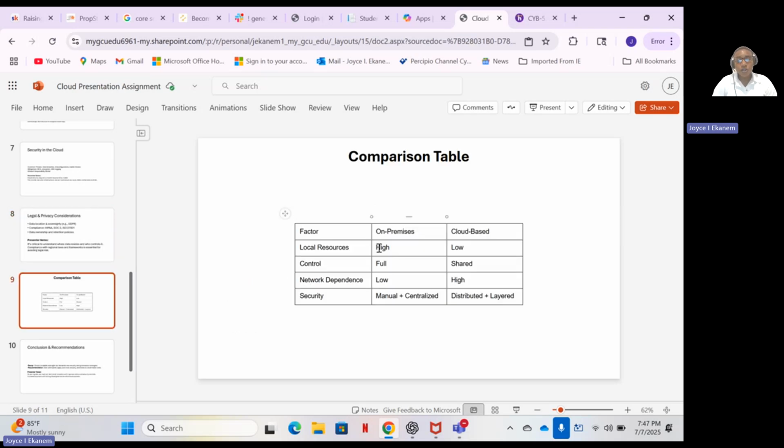Comparison table, we have the factor, on-premises and cloud-based. Local resources on-premises is going to be high, and the cloud-based will be low. Control: when you're on-premises, you have full control of data or resources, and on the cloud-based, it is a shared responsibility. Network dependency on-premises is low, and on the cloud, we actually need network to work in the cloud, which is the reason for the high. Security level: on-premises we have manual plus centralized, while on the cloud-based we have distributed plus layered.